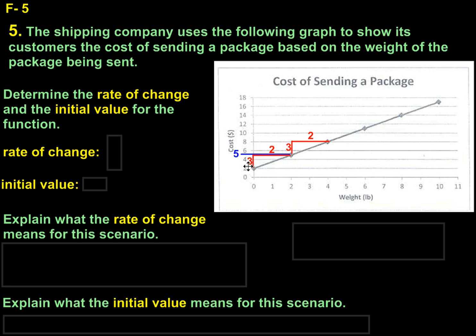So you should recognize this as the rate of change, or the slope. That's going to be y over x, y being this side, our cost, and x always being the horizontal line. So we're looking at a rate of change of 3 over 2.